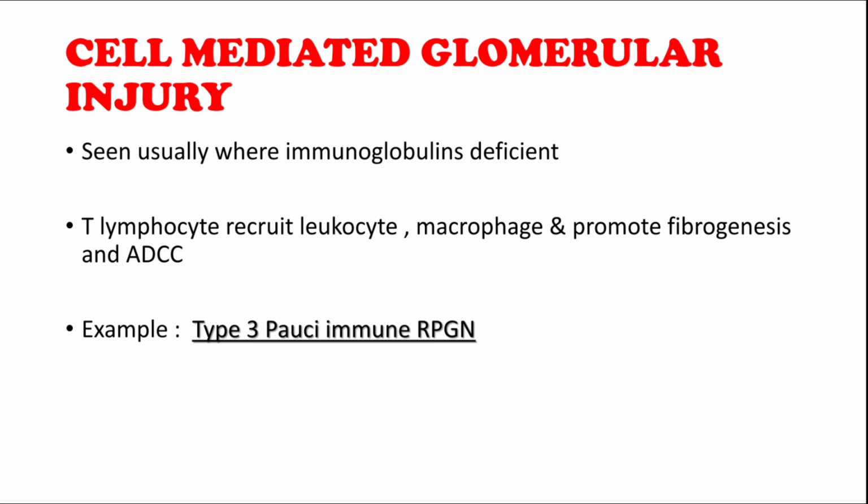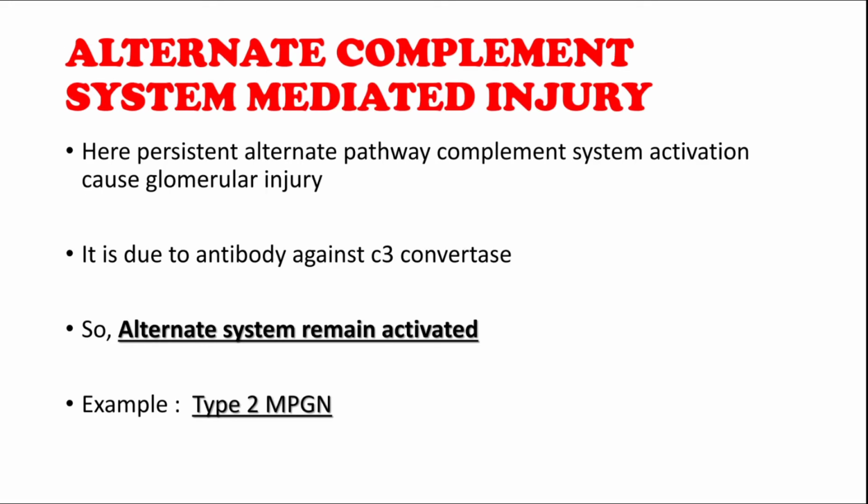So in which condition are the immunoglobulins deficient? This particular mechanism operates in the type 3 variety of rapidly progressive glomerulonephritis, which we will see in my next lecture, right? It is known by the name pauci-immune rapidly progressive glomerulonephritis. Pauci-immune means lack of immunoglobulin, means immunoglobulin is deficient. That's why it is known as pauci-immune RPGN. So in this variety, cell-mediated injury will work.